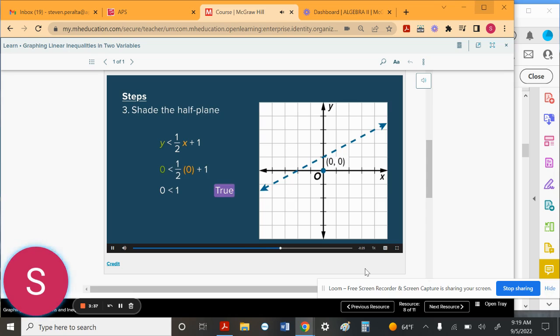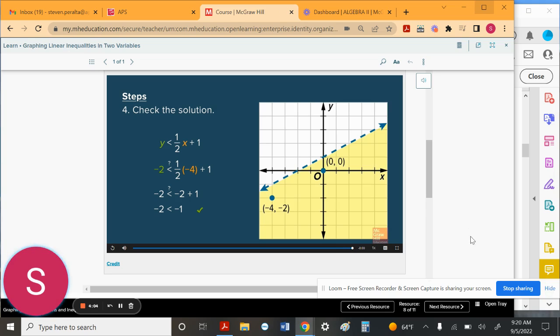Then, shade the half plane that contains the solution set. If the test point makes the inequality true, shade the half plane that contains the test point. If the test point makes the inequality false, shade the other half plane. To check your solution, identify a point in the solution region. Substitute its coordinates into the inequality to check that it makes the inequality true.